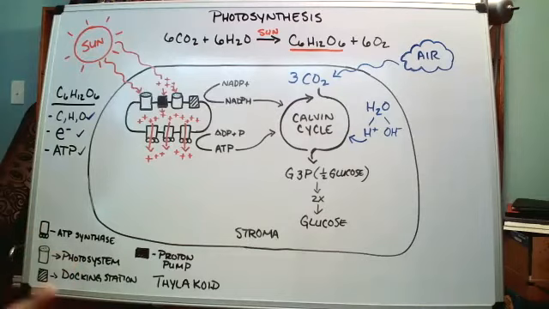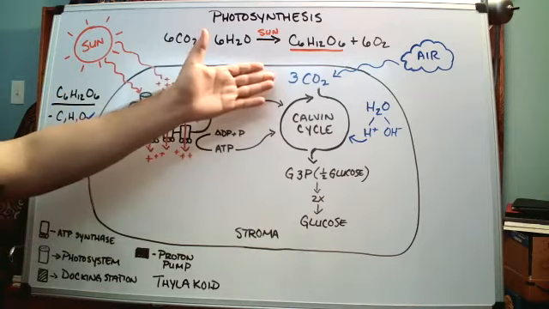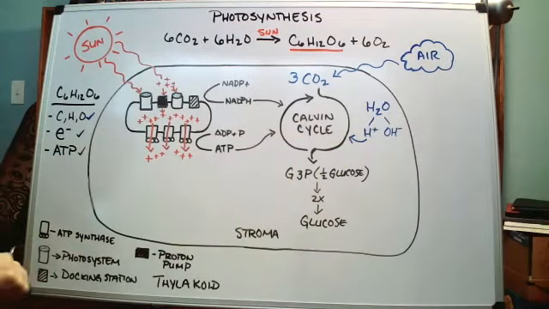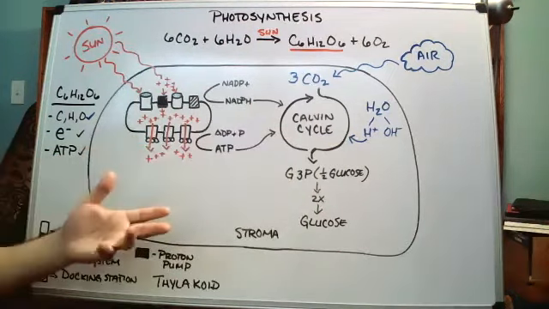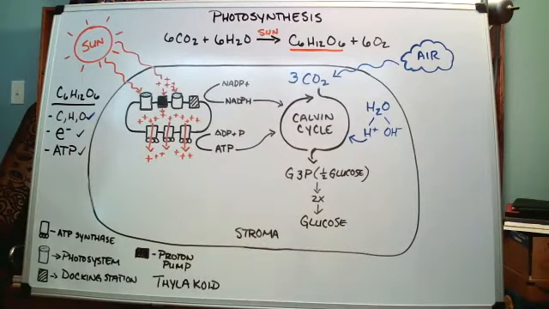And essentially, that is photosynthesis. We get our electrons and our ATP from the thylakoid. We get our carbon and oxygen from the air in the form of CO2. We get our hydrogen in the form of water. And the Calvin cycle puts it all together to create glucose. That is photosynthesis.